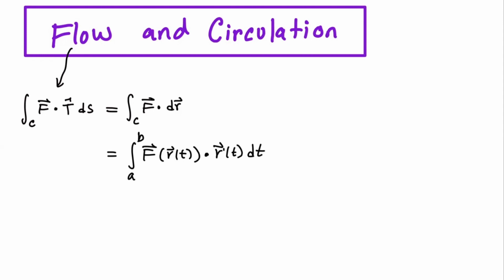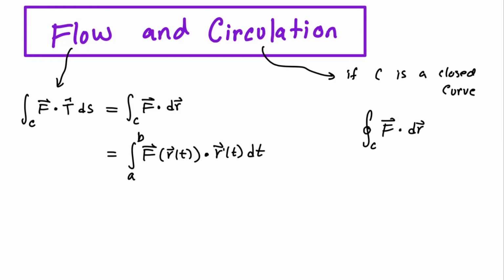Now for circulation, the only condition we impose is that the curve C has to be closed. So if C is a closed curve on our field, then the integral, and we put a circle around the integral symbol like that to indicate this is a closed curve, the integral over this closed curve C of F dot dr is going to be circulation. It's the same definition as the flow integral. So that's how these two things are interpreted differently depending on the curve C.